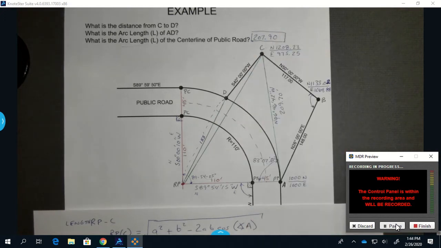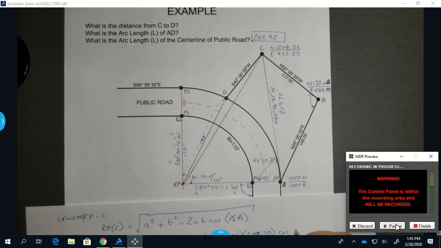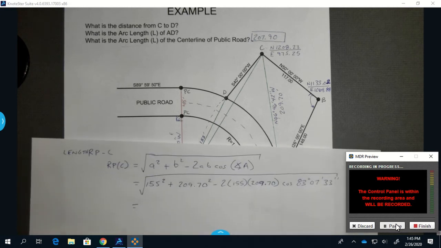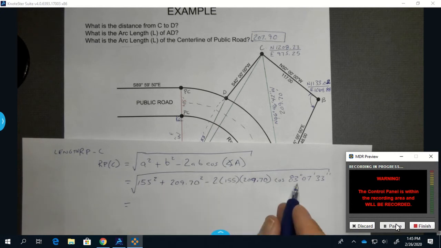So 155 squared plus 209.70 squared, minus 2 times 155 times 209.70 times the cosine of angle A, this angle, so 83 degrees, 07 minutes, 33 seconds. And we take that all squared. Oh, I'm off the page. Sorry, I apologize for that. This is what it all comes out to be essentially.